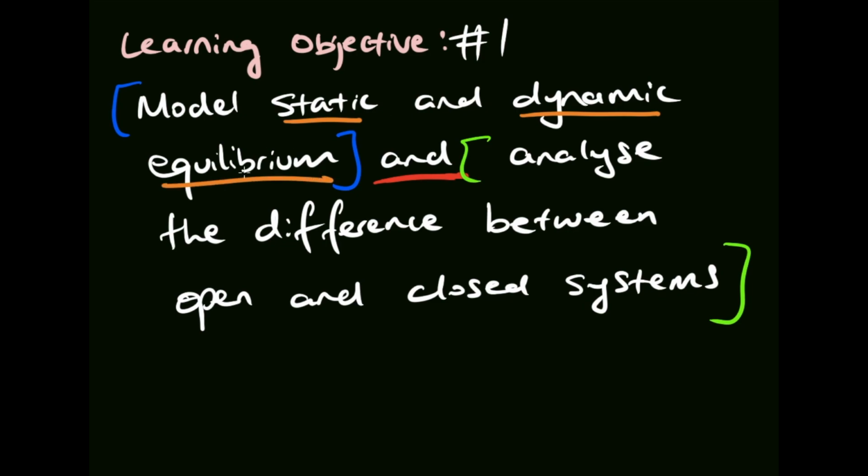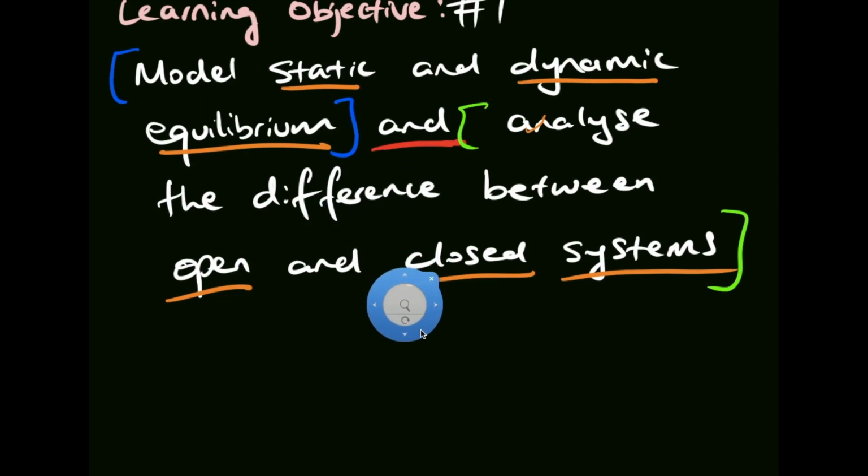In order for us to do that, we need to understand what equilibrium actually is, and also what static equilibrium is and what dynamic equilibrium is. The second section is to analyze the difference between open and closed systems. What I'm going to do here is first talk about open and closed systems, and then we'll look into static and dynamic equilibrium after, because it will make our lives easier in terms of understanding these concepts. So we'll look into open and closed systems first.